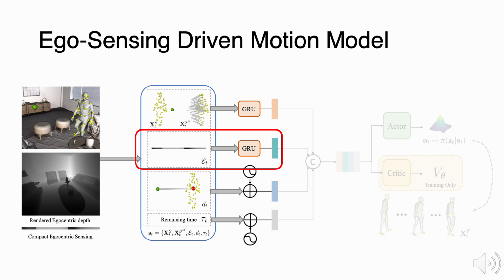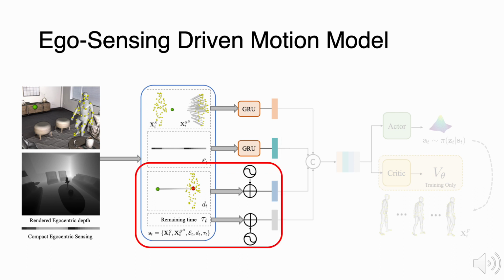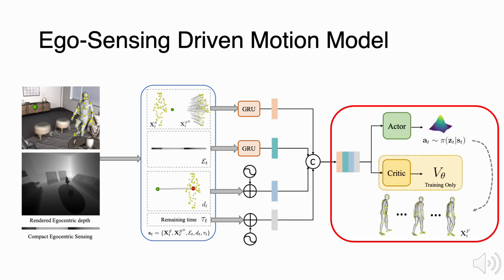Egocentric sensing is encoded with GRU to capture temporal information. The distance to the target and remaining time are encoded using positional encoding. We use the PPO algorithm to optimize a stochastic policy. The actor and critic networks are parametrized by MLPs.